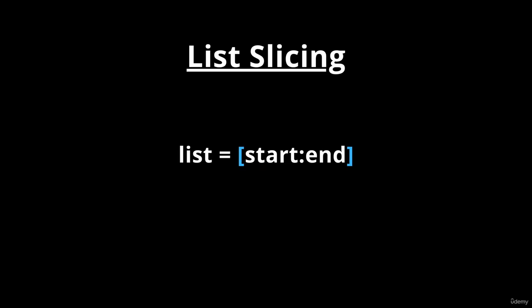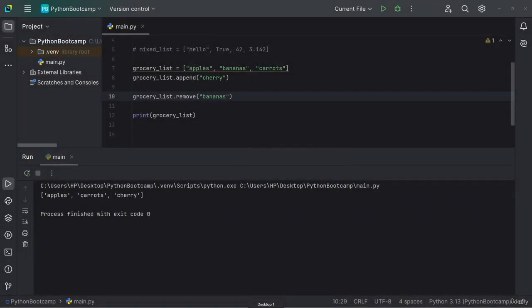The end index is the index to stop slicing at. The item at this index is not included in the result. If you don't provide it, the slice will extract all the items in the list till the end of the list. Now let's have an example.